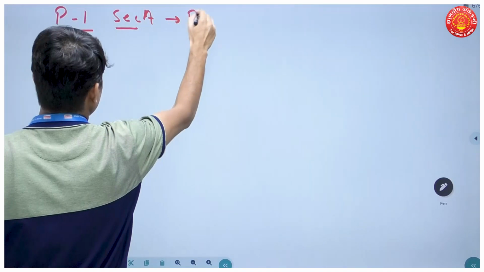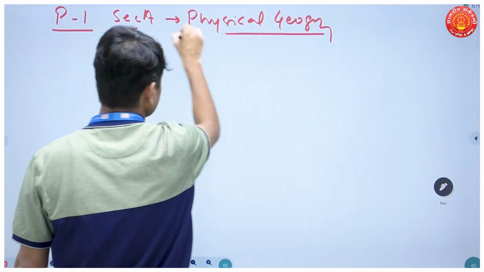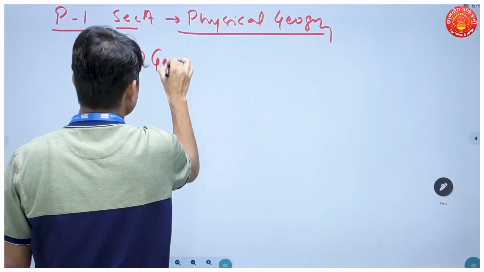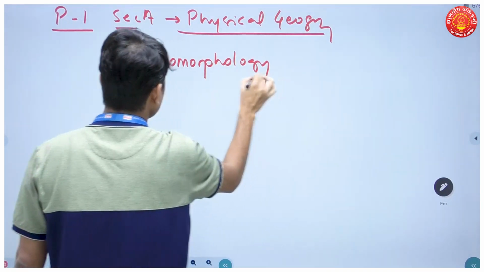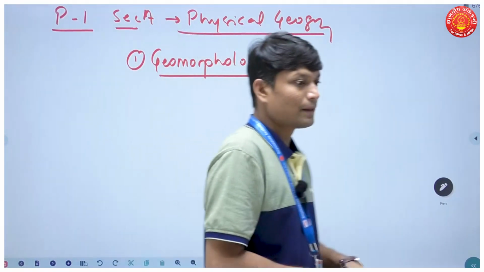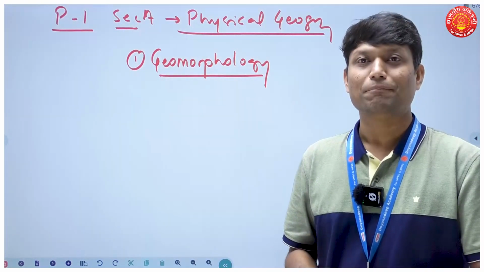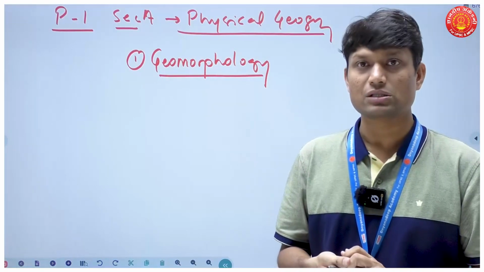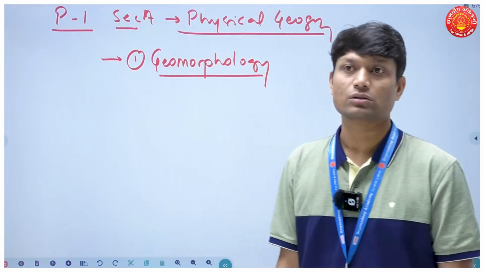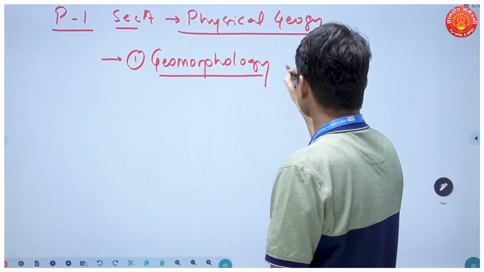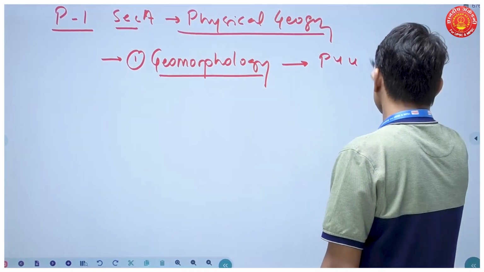In paper 1, section A, I have a topic called physical geography. In physical geography, the first topic is geomorphology. Now, if you go to PYQs of geomorphology, there are some conventional sources which are covered in this part, but most of the bouncer questions which have come in the last few years are coming from the geomorphology section. And in this section, I will study the PYQs and identify areas.